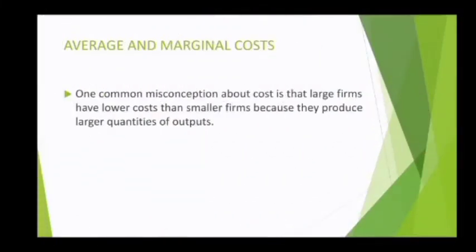Next is the average and marginal cost. One misconception about cost is that large firms have lower costs than smaller firms because they produce larger quantities of outputs. In the average and marginal cost, large firms or large companies have lower cost, or in Tagalog, gastos, than smaller firms. The reason is that the large firms or large companies produce larger quantities or amount of outputs.